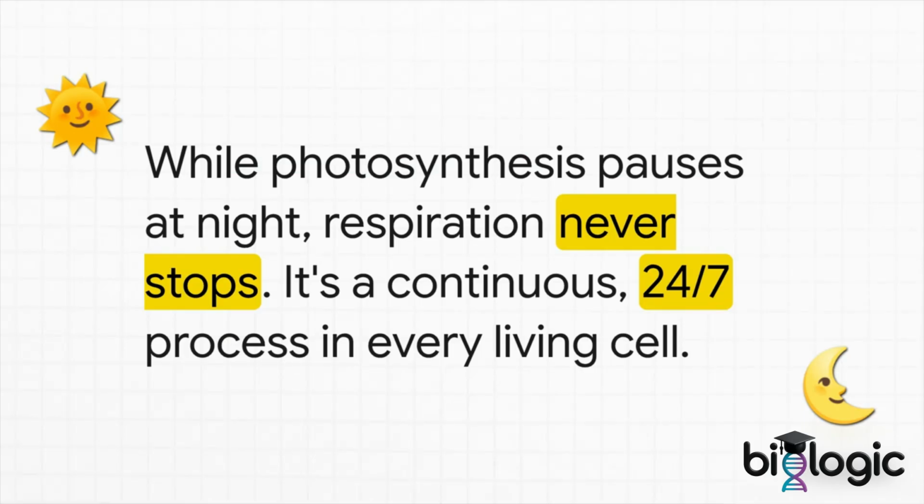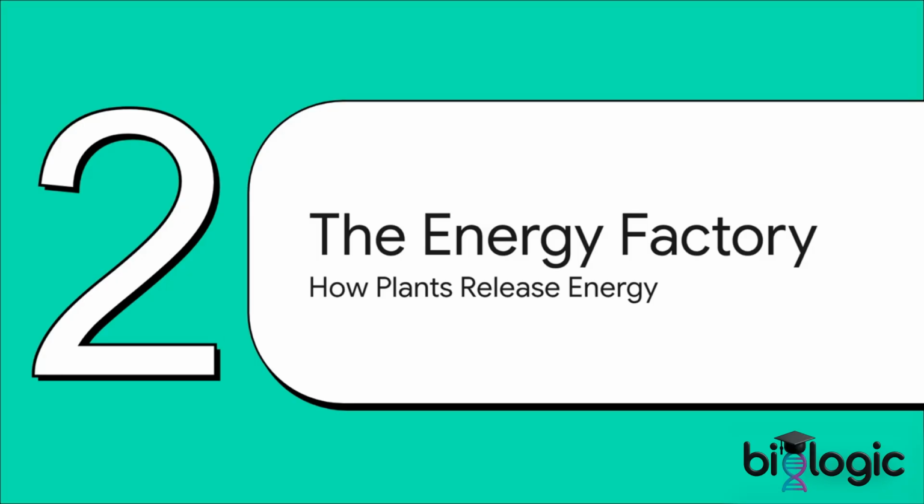And that right there is probably the most important thing to remember. When the sun goes down, photosynthesis just stops. It clocks out for the day. But respiration, it never stops. It's the 24/7 engine, just humming in the background, keeping the whole plant alive and running. So how do they actually pull this off?